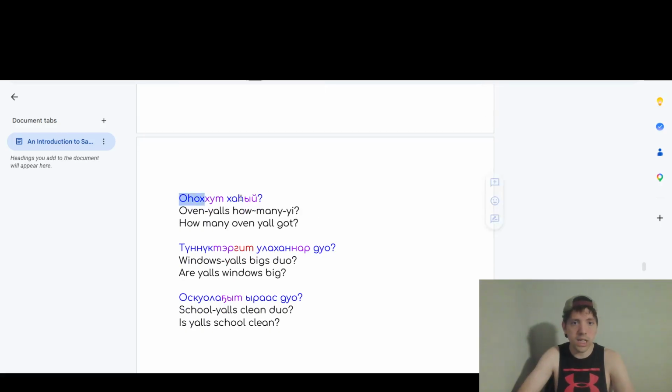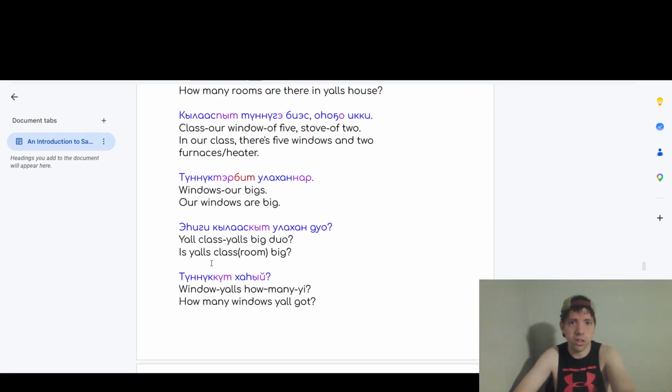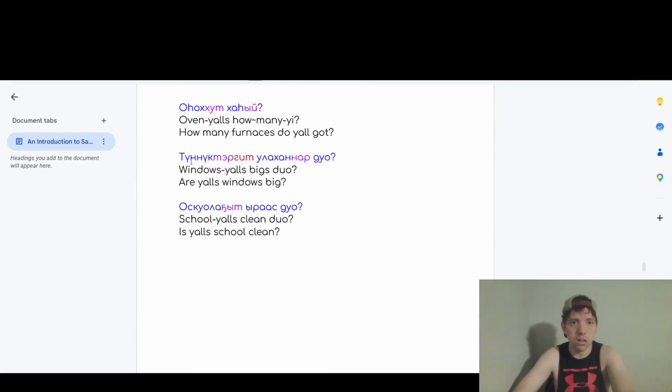Ahakut hahi. How many ovens or stoves or furnaces? Yeah, did I put stove before? Stove is the top part. Yeah, shouldn't be stove. It should be oven or furnace. How many furnaces do y'all got? All right, did I put stove? I think I changed it. Yeah, I changed it to furnace. So there should be oven, not stove, though. My bad. All right. Tunik terkit olahanardo.